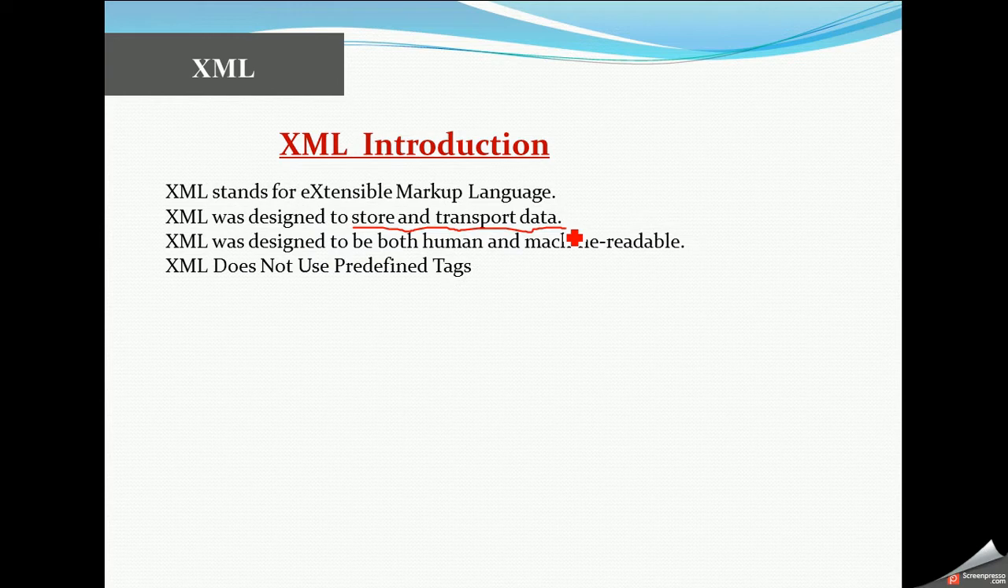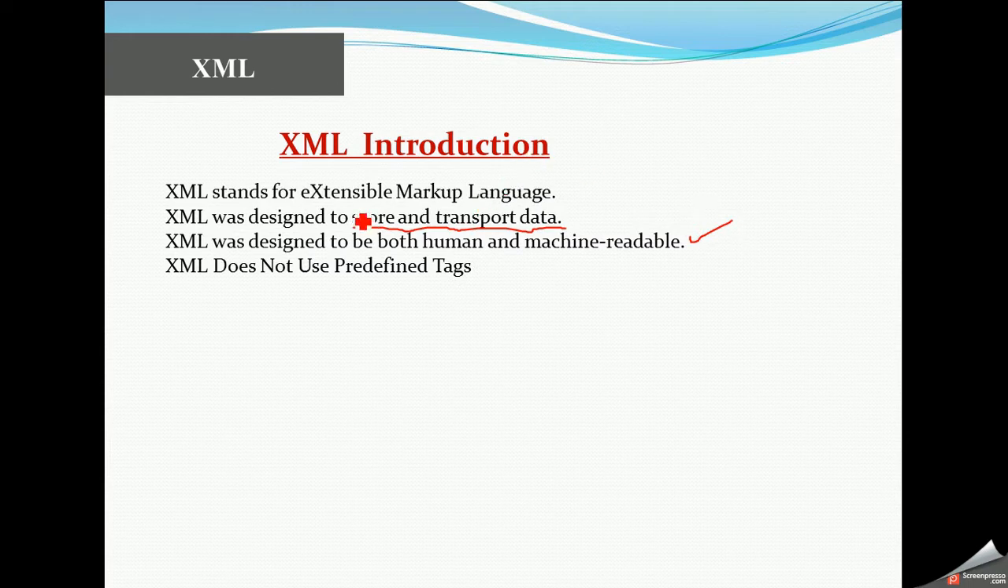Suppose you want to send or transport some data. It is always preferred for a web page to transport your data with the help of XML, since XML is very secure. The main purpose of XML was to transport and store the data. XML was designed to be both human and machine readable, so it is a very easy language. You can easily understand XML.